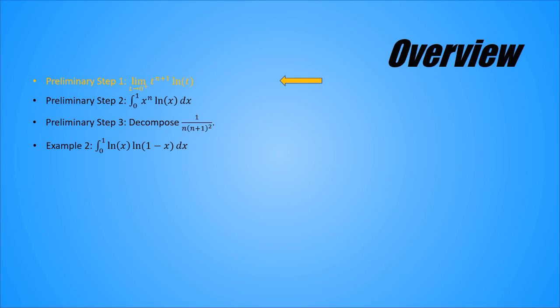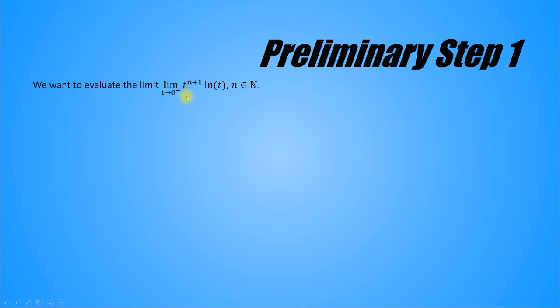I know I would. In the first segment, we're going to calculate this limit. The limit as t approaches 0 from the right of t to the n plus 1 natural log of t. So here's the limit for reference, and the n in the exponent here is a natural number. On first inspection, we see that as t goes to 0 from the right, t to the n plus 1 goes to 0, and the natural log of t goes to negative infinity. This is an indeterminate form.